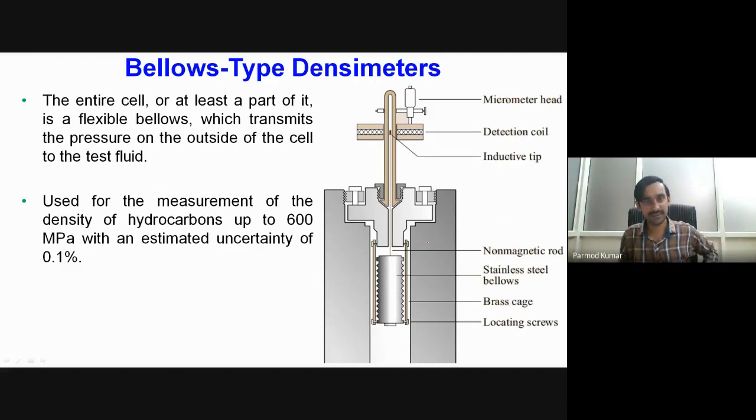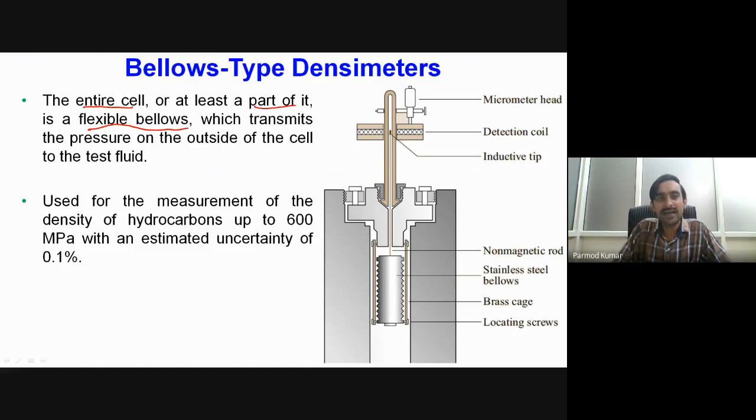Then the next type of device is known as the bellows type density meter. This bellows type density meter consists of a cell, and that cell is nothing but a bellow. It is represented over here. You can see this stainless steel bellow we are having over here. Basically, some part of this bellow, or in some cases the entire cell itself, is flexible. It means it can change its shape, it can expand or it can contract.